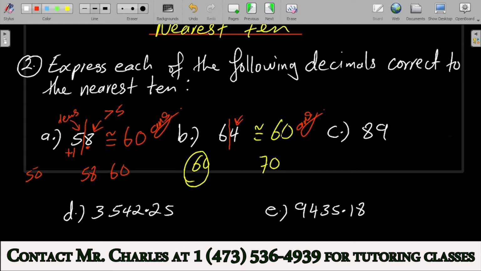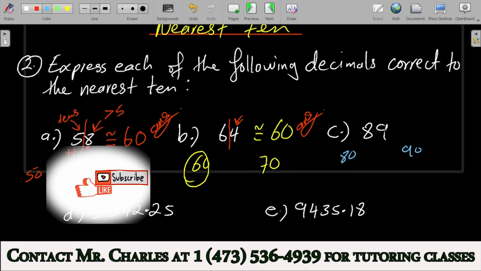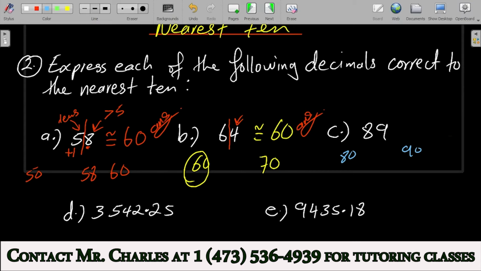Great. Now for 89. 89 is between 80 and 90, but it's much closer to 90 than it is to 80. So if you have to round it off to the nearest 10, or the nearest multiple of 10, that would be approximately equal to 90.